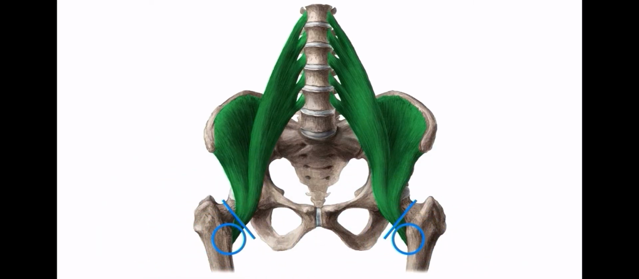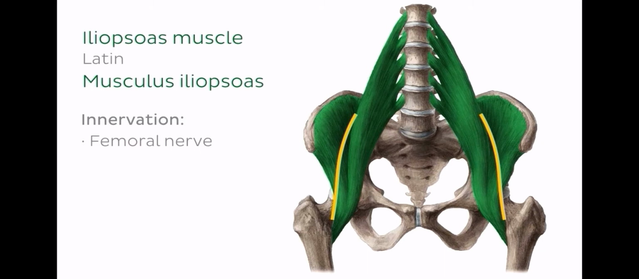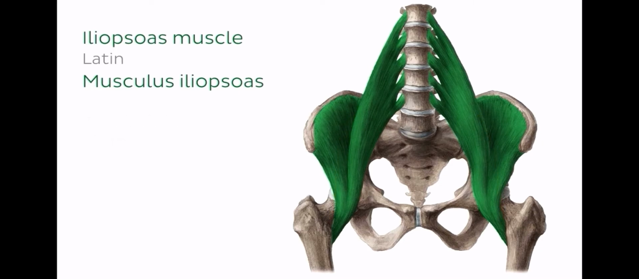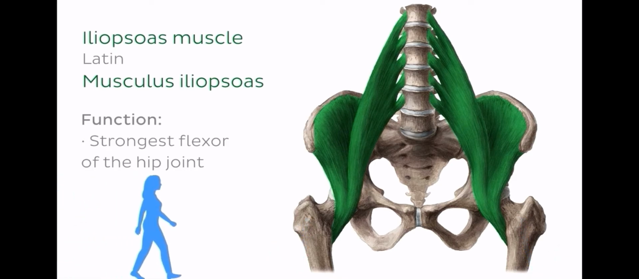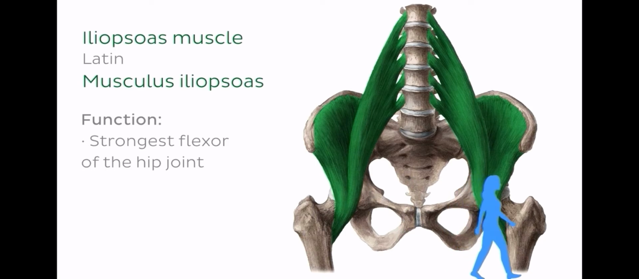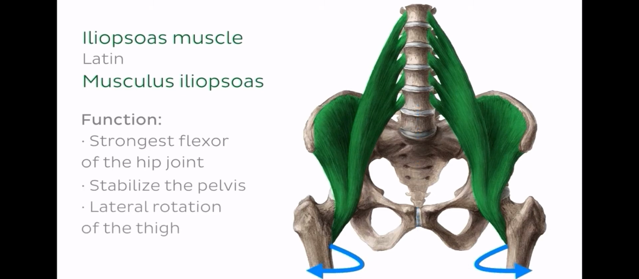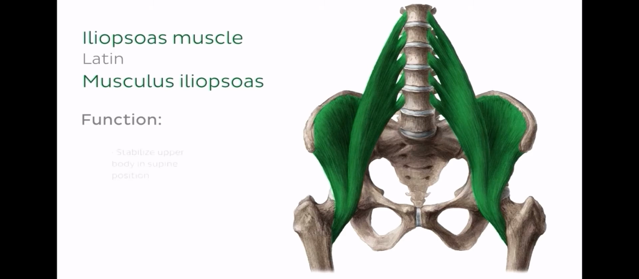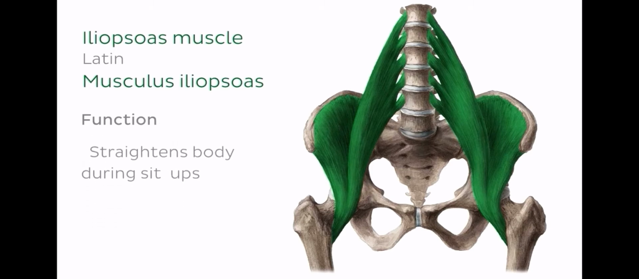Now let's just come back to our image of the iliopsoas muscle altogether. Let's talk a little bit about its innervation. So the iliopsoas muscle is innervated by the femoral nerve, as well as direct branches of the lumbar plexus. And in terms of its function, it is the strongest flexor of the hip joint, which makes it a really important muscle for walking, just like our woman walking across the bottom of our image just here. The iliopsoas muscle also helps to stabilize the pelvis, and it facilitates the lateral rotation of the thigh. It also supports the straightening of the upper body in the supine position and straightens the body during sit-ups.